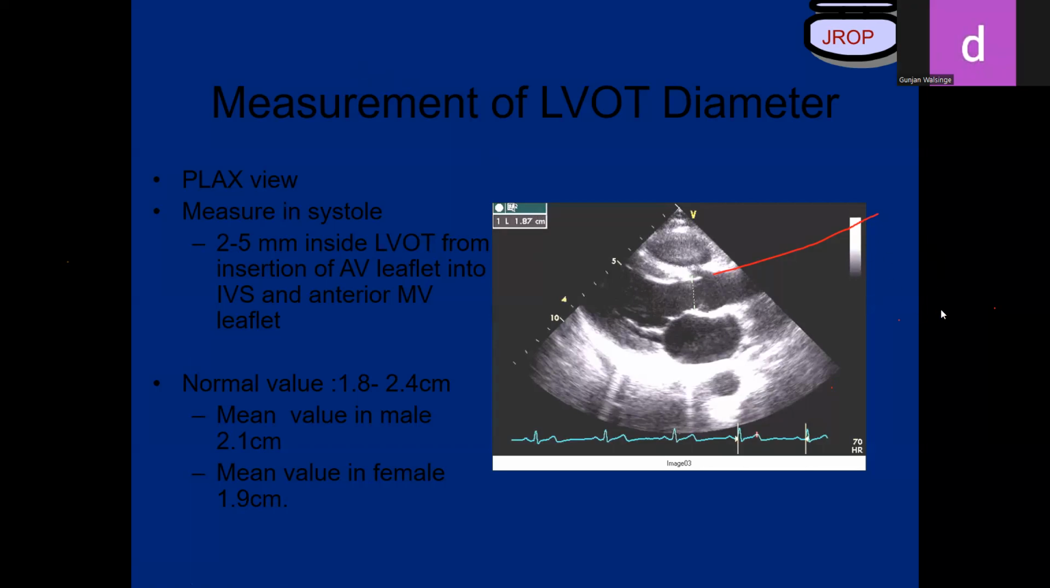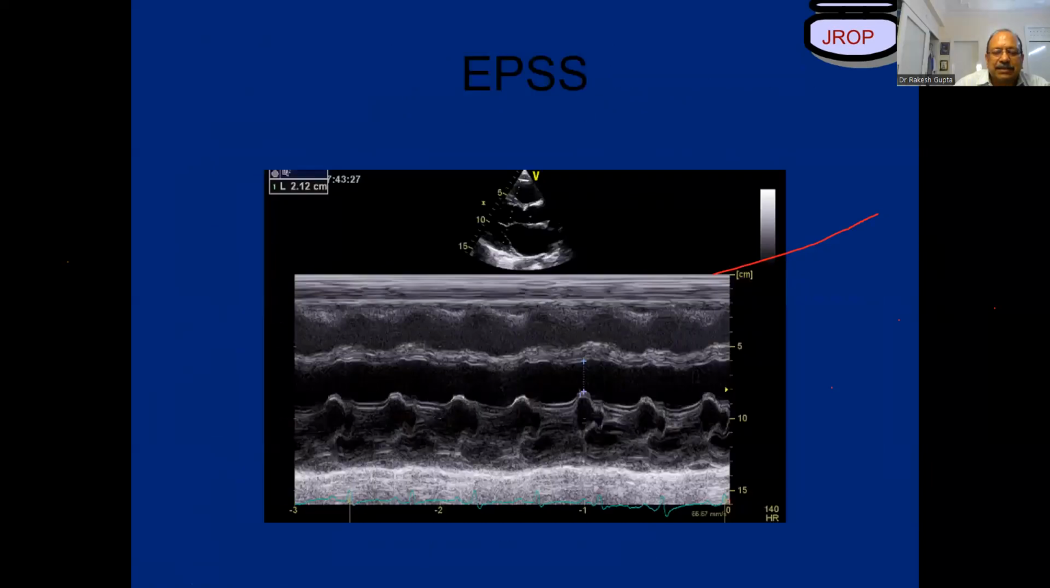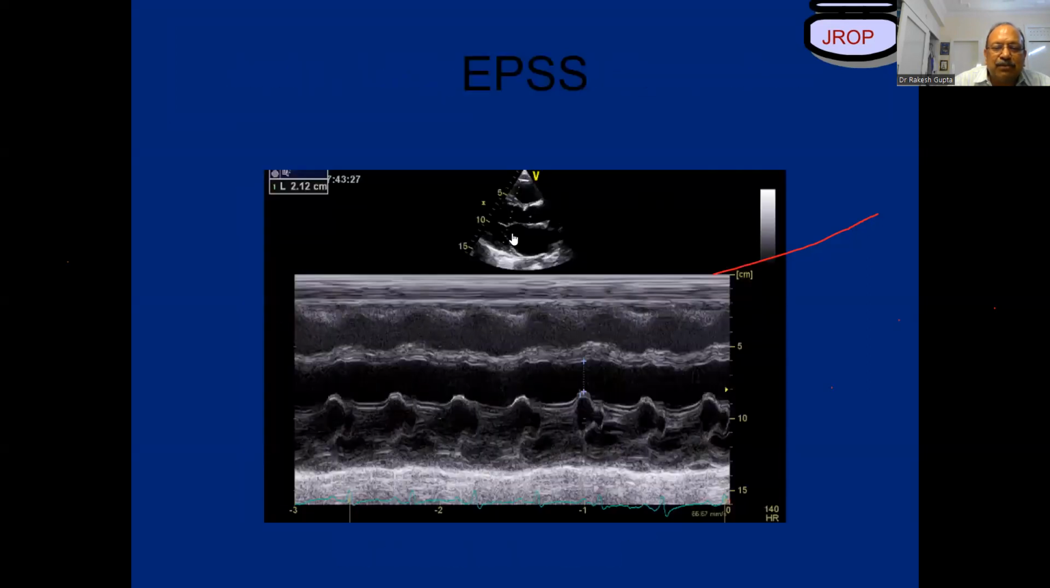There was one slide, the initial slide you had shown, with the measurements we have to look into. EPSS is E point septal separation. Look, in my previous slide the cursor was at the aortic valve leaflet. Then I moved this cursor to the tip of the mitral valve leaflet, which is the opening of the mitral valve. This is known as the DE excursion and then the EF slope. So this E point to septum is E point septal separation.